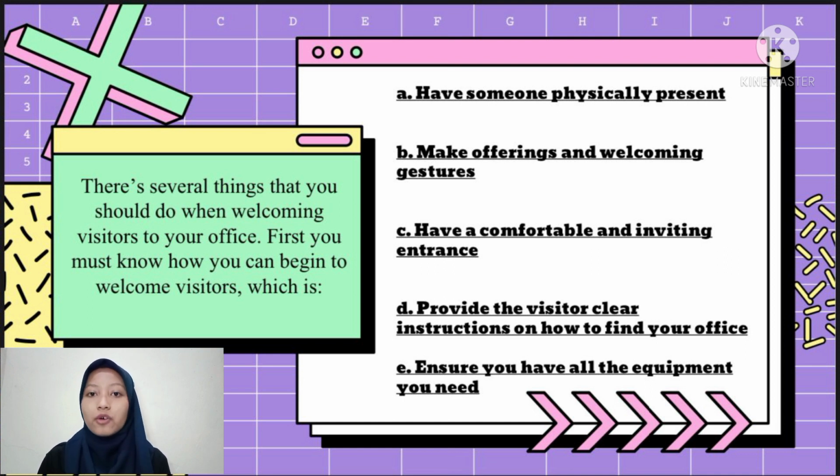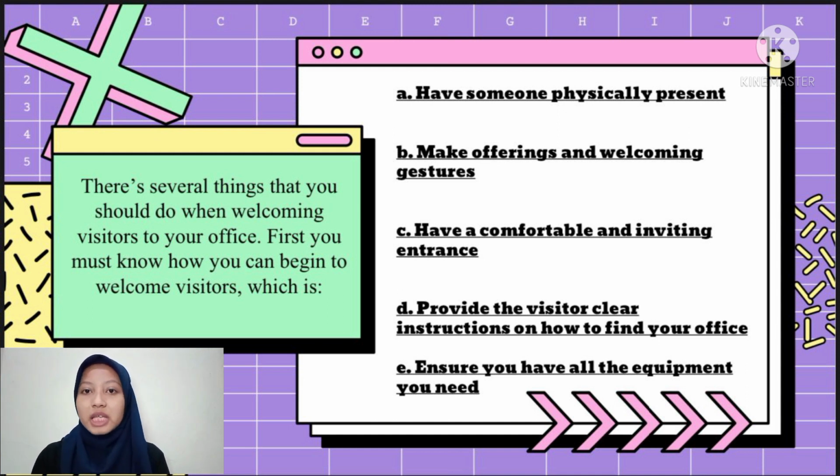B. Make offerings and welcoming gestures. Offer to take the guest's coat or umbrella if applicable. Offer them a glass of water or coffee or tea. Making offerings and these kinds of gestures can make visitors feel more relaxed and can also make for a softer beginning to the meeting rather than just getting down to business.